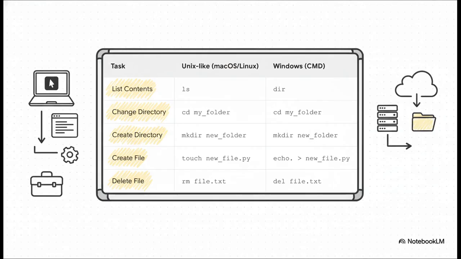And this right here shows you it's a universal concept. It doesn't matter if you're on a Mac, Linux, or a Windows machine, the core jobs are always the same. You're listing files, you're making directories, you're moving around. Yeah, the commands might be a little different, ls versus dir, but the actions, the fundamentals, they're identical. This is just the basic language for talking to your machine directly.